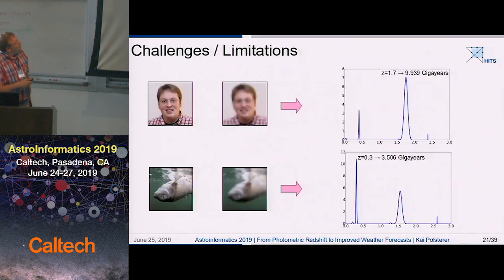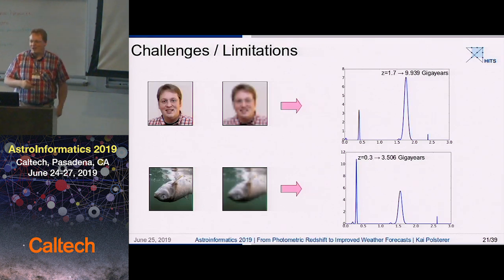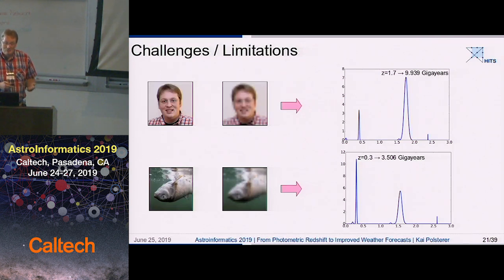And of course, you can figure out how old I am. So if you put my image in, you see I'm around 9.9 giga-years old, and if you take a rotten fish, it's 3.5 giga-years old. I'm always using this example. We have to be careful when using deep learning. It's trained on one data set, but it will produce results on every data you put in.